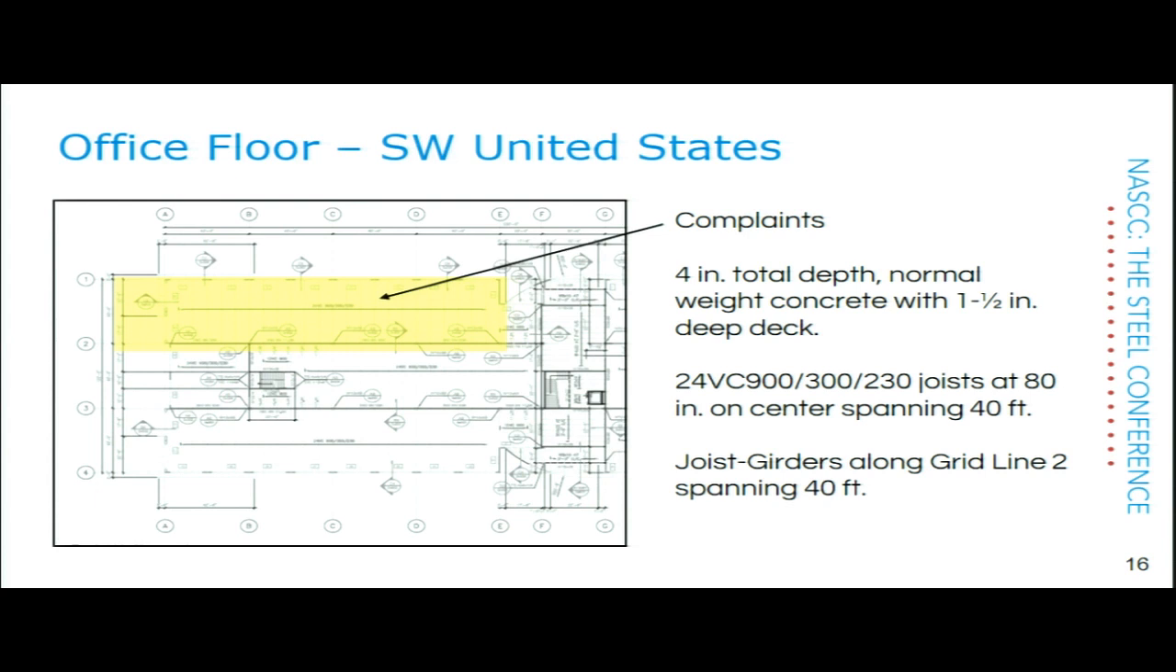The floor system is not unusual. It's 4-inch total depth, normal weight concrete, 1.5-inch deep deck. The joists were 24 VC, meaning composite joist, with a total load design of 300 pounds per foot. They were at 80 inches on center, and they spanned 40 feet. Along the outside here was a wall, so the support of the joist on that side was a wall. On the other side, grid line 2, it was a joist girder.